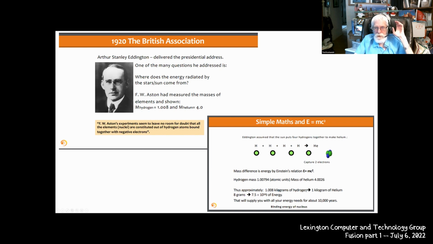1.008 kilograms of hydrogen will convert itself to 1 kilogram of helium, and 8 grams or 10 to the 14th joules of energy, 7.5 times that. And as they said, this will supply you with all your energy needs for about 10,000 years. 1 kilogram of hydrogen. That's why we want to do fusion.